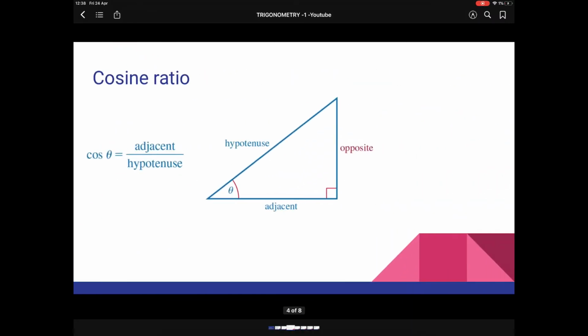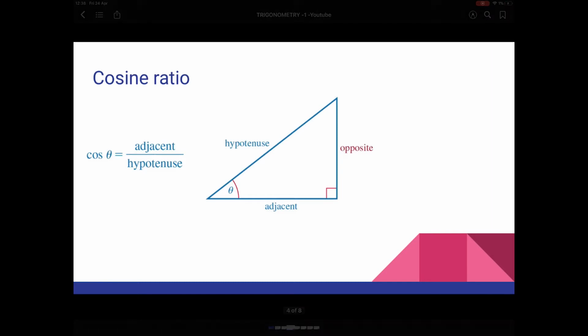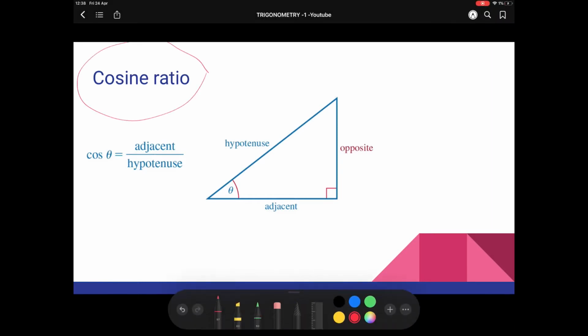Another ratio we have is called the cosine ratio. Instead of the opposite, this time I'm going to compare the adjacent side and the hypotenuse. So it is the ratio between the adjacent and the hypotenuse, adjacent being, as you remember, the side that is next to the angle that you have there. So adjacent over hypotenuse.